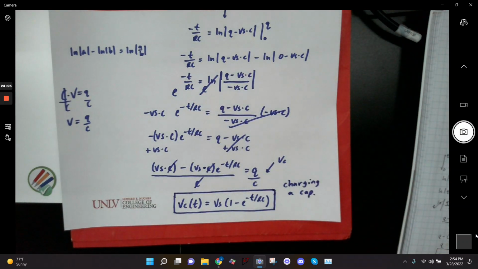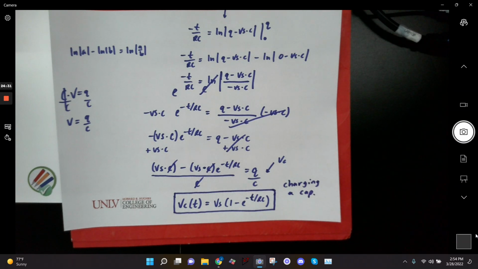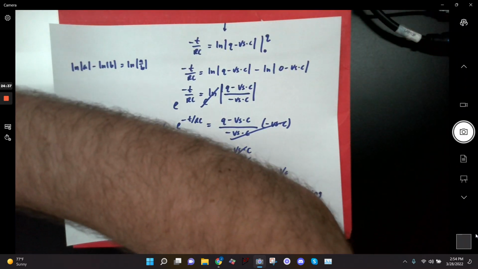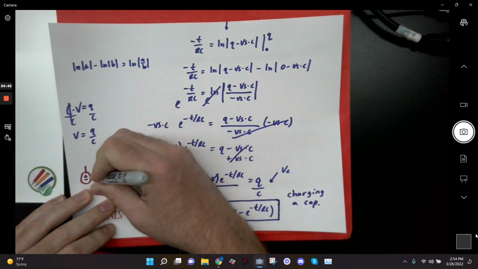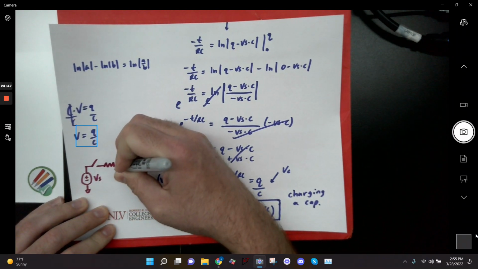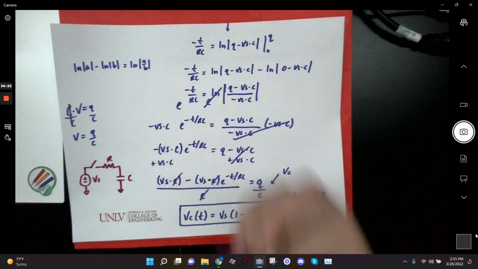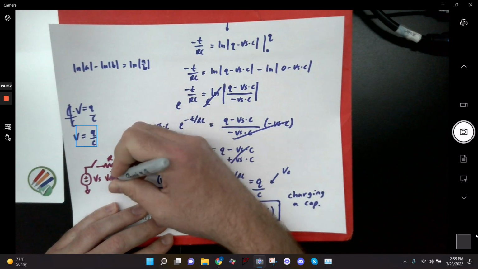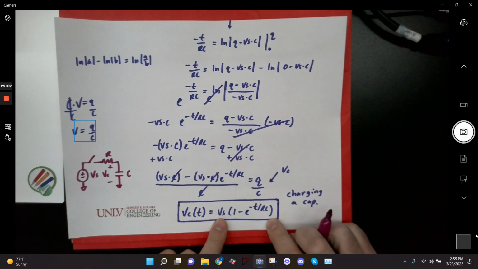Okay, so I did a lot there. Again, the derivation isn't super important. What's important is the equation. So let's talk about the equation. This is telling me that if I have an RC circuit, let me draw an RC circuit, with some voltage Vs charging it, my voltage across the capacitor is going to change with respect to time by this function here, this exponential function.